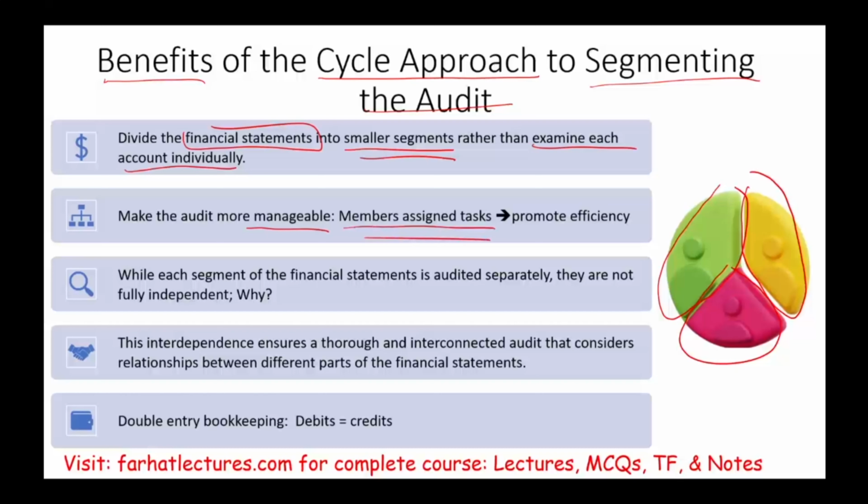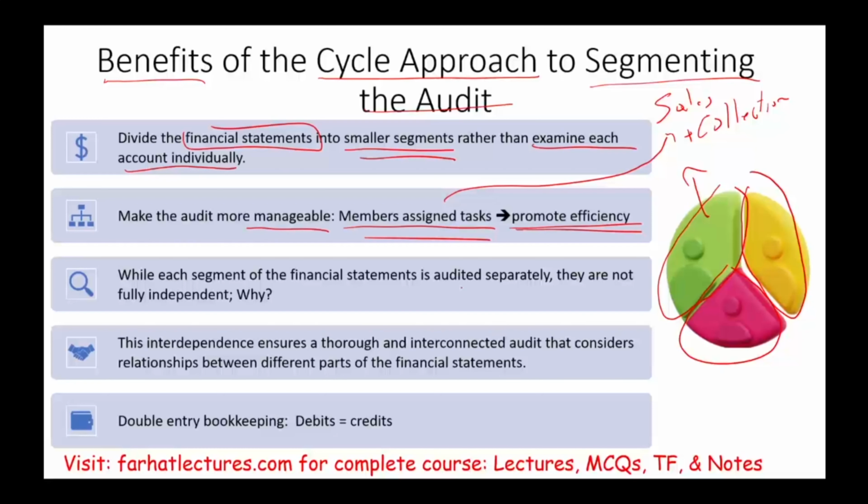For example, let's take a segment as sales and collection. This is a cycle. This is a segment, sales and collection. We will assign people specialized in sales and collection to the cycle. And for illustration purposes, I will show you exactly the sales and collection cycle. And because we are assigning specialized people, we're going to promote efficiency because they know what they're doing. They're going to hit several accounts at the same time, and we're going to see how.